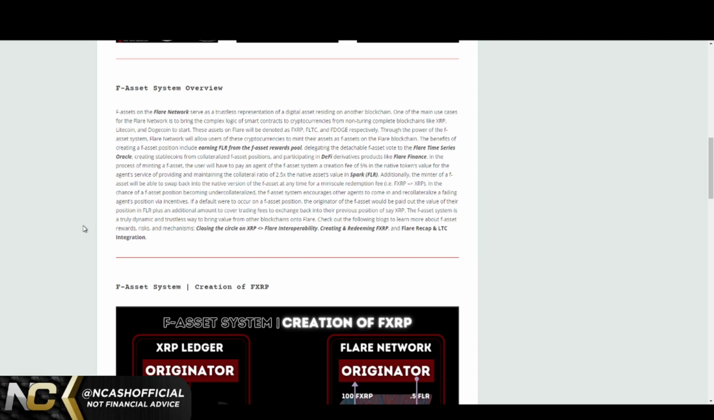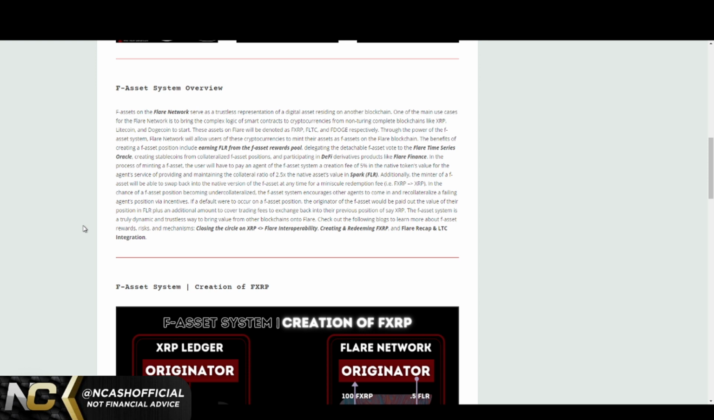Through the power of the F asset system, Flare Network will allow users of these cryptocurrencies to mint their assets as F assets on the Flare blockchain. The benefits of creating an F asset position include earning Flare from the F asset rewards pool, delegating the detachable F asset vote to the Flare time series oracle, creating stablecoins from collateralized F asset positions, and participating in DeFi derivatives products like Flare Finance.